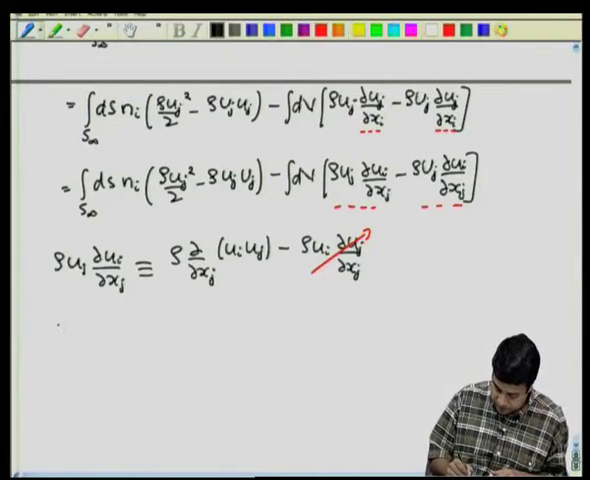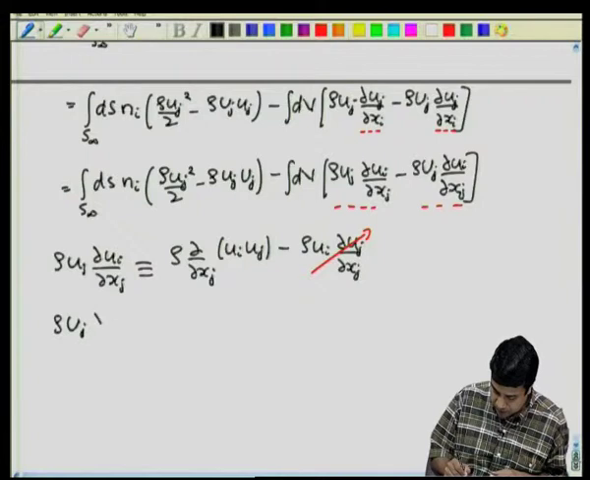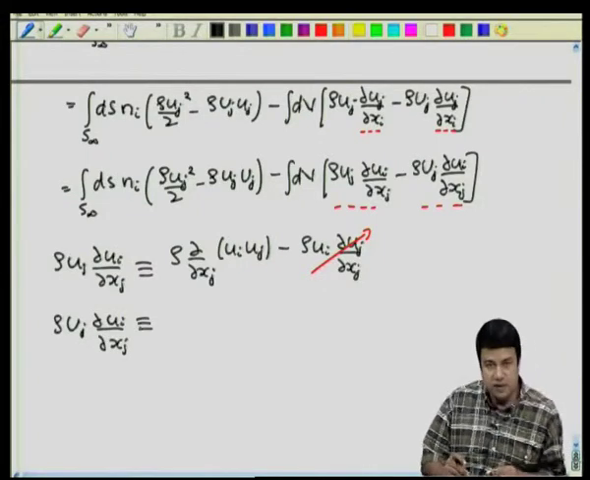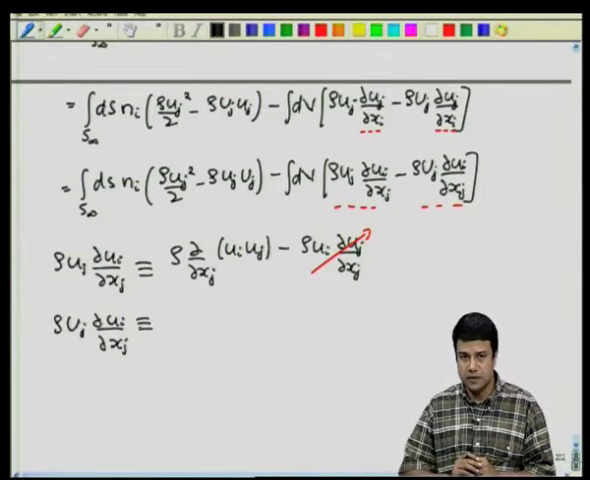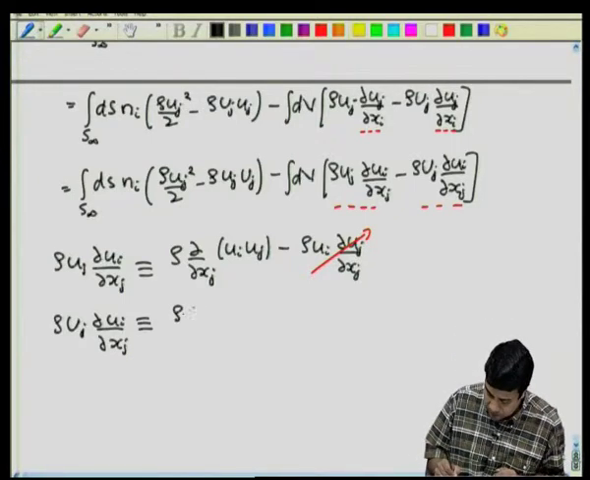As for the second term, rho uj partial ui by partial xj, since capital U is a constant anyway, I can take it into the derivative. So, this becomes equal to rho partial by partial xj of ui times capital Uj.